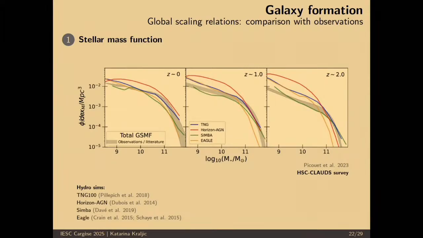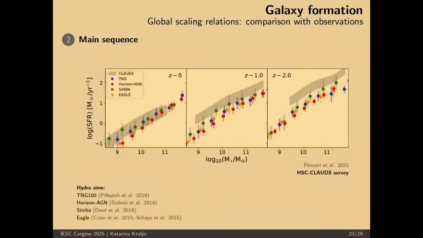It's a prediction for this red one, the Horizon-AGN. But when you go back to higher redshift, you see that you start to have discrepancies for all the models. It's probably, okay, let me skip this.